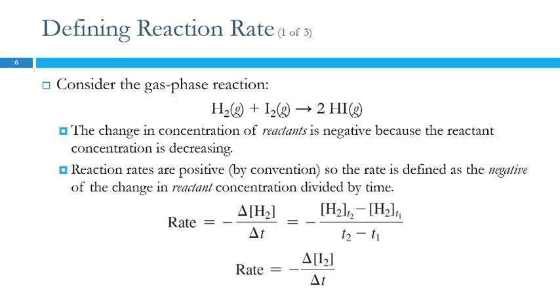So in order to define the rate in terms of the change in a reactant concentration, we have to throw a negative sign in there because we know that the change in hydrogen is going to be negative. It's the concentration at the end minus the concentration at the beginning. This is going to be a negative number. That negative sign cancels that out and makes it positive, divided by the change in time. We can also look at the rate in terms of the other reactant. Okay?